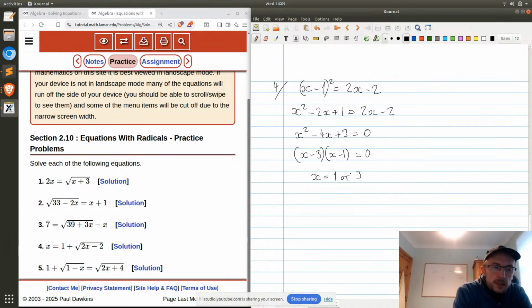Checking 1 first. 2 times 1 is 2, take away 2 is 0, and then we have the claim that 1 is equal to 1, which is true. Then 3. 2 times 3 is 6. Take away 2, that's 4. Square root that, that's 2. And 2 add 1 is indeed equal to 3. So it appears that we have a pair of truths.